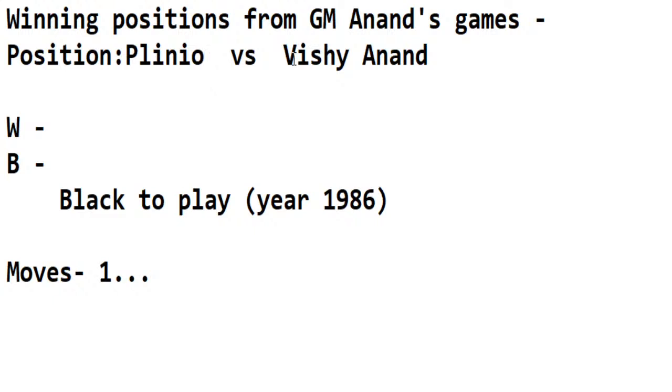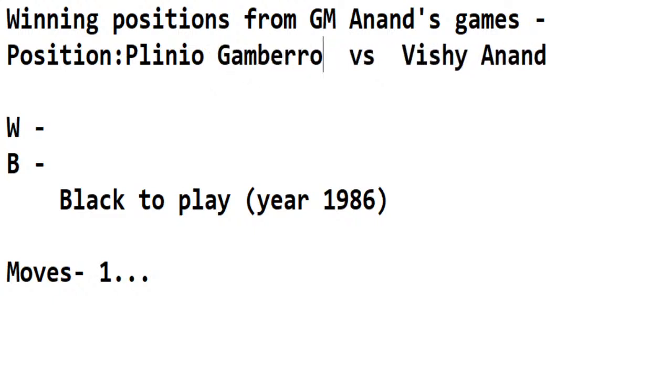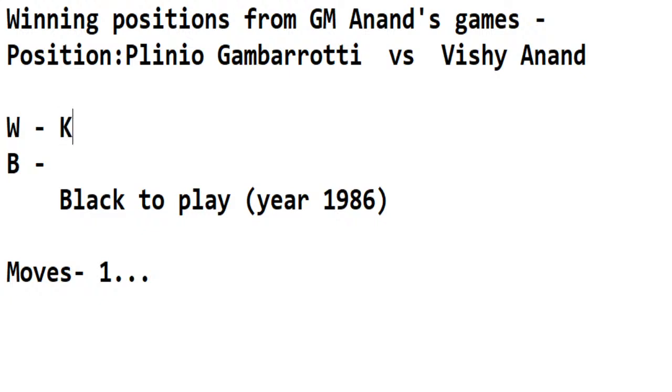Plinio Gamberotti. Now, I beg your pardon. Your homework could be to find out their nationality, guys. You could easily do that. You should do that, okay? So king f4 for white, and queen on d5, let's say. Rook is on a1 in the black camp.